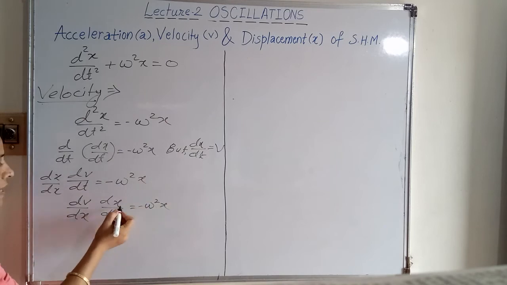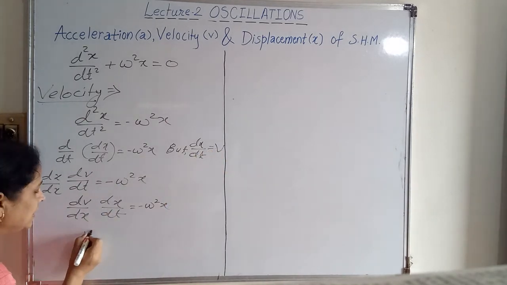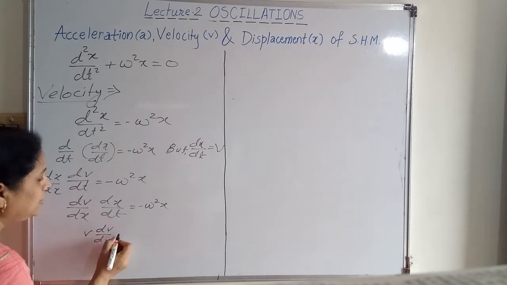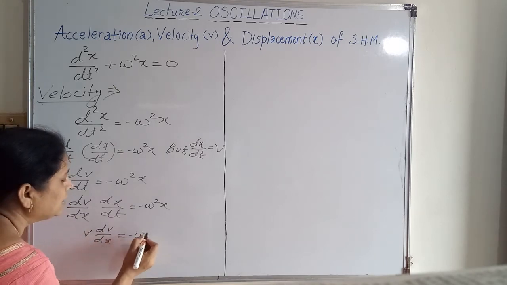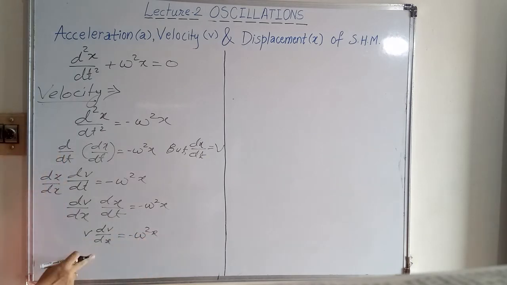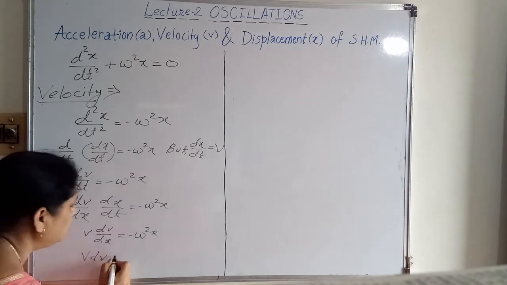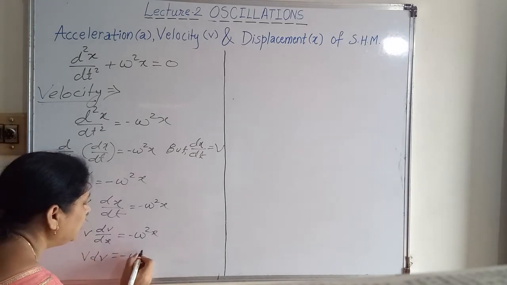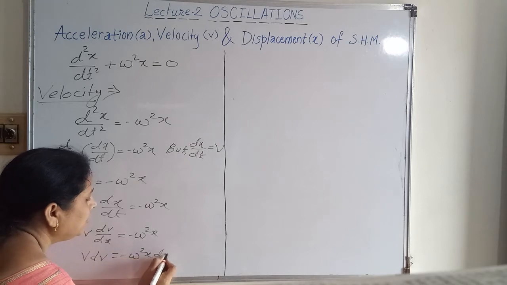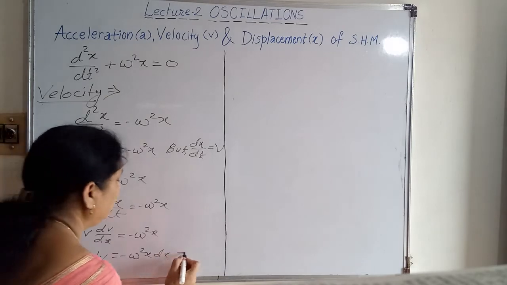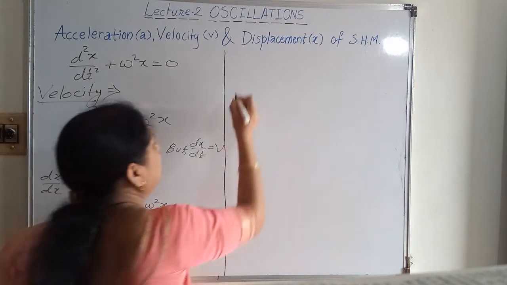Now we know dx upon dt is nothing but the velocity. So I can write this equation as v into dv upon dx is equal to minus omega square x. I take this dx on this side. So we get the equation v dv is equal to minus omega square x into dx. Now we integrate this equation. We call this equation 1.